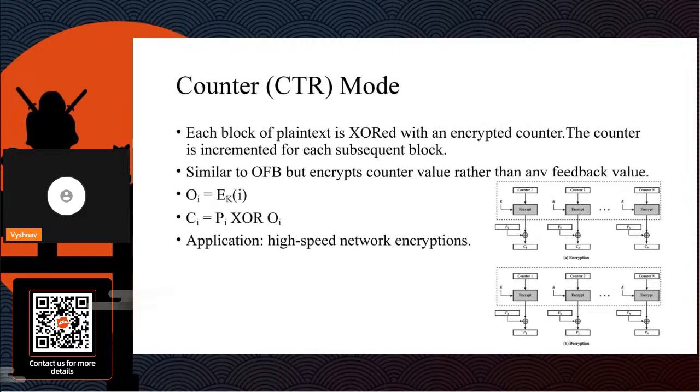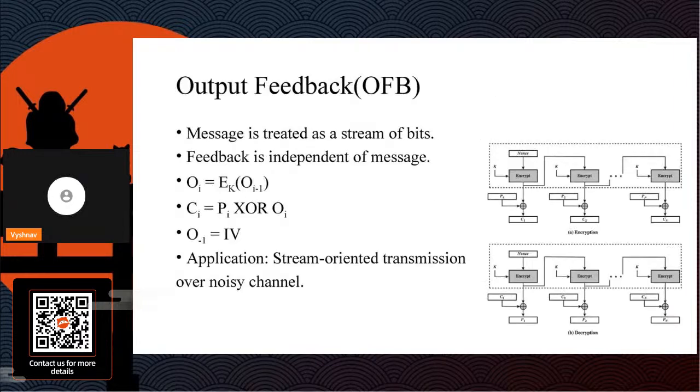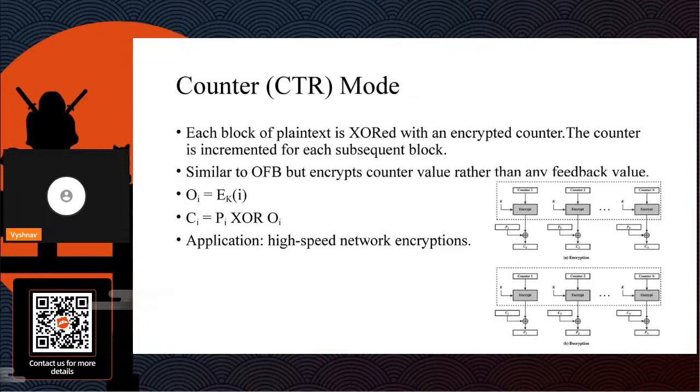So coming to counter mode, each block of plain text is XORed with the encrypted counter. It is similar to OFB, but in OFB we use a nonce and the output of the encryption function is fed back to the next step. But in counter mode, the counter is sent to the encryption function and the counter is incremented for every step. So we can use this for high-speed network encryption.